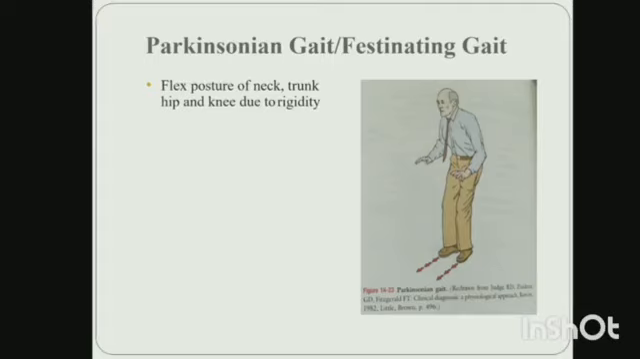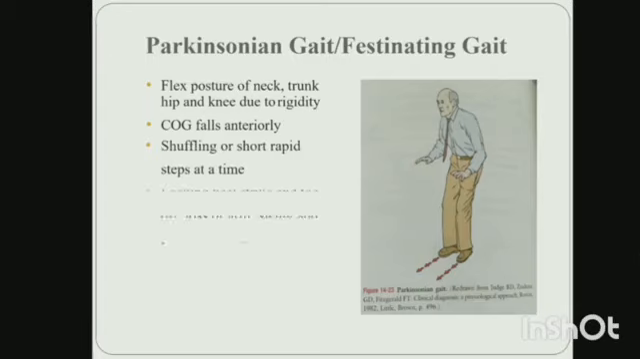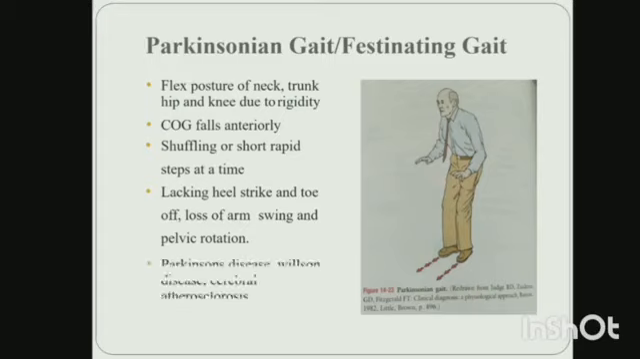It is due to the rigidity, and because of this posture, the center of gravity falls anteriorly. Again, there will be short rapid steps at a time. And in Parkinsonian gait, there is lacking heel strike and toe off, loss of arm swing and pelvic rotation. And this type of festinating gait is commonly seen in Parkinson's disease, Wilson's disease, cerebral atherosclerosis, etc. conditions.